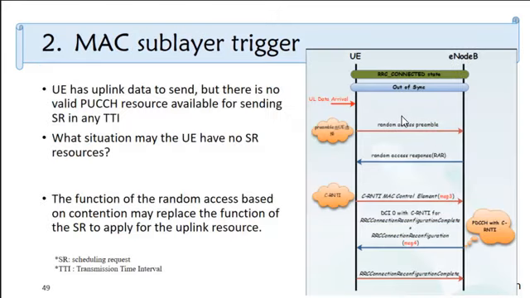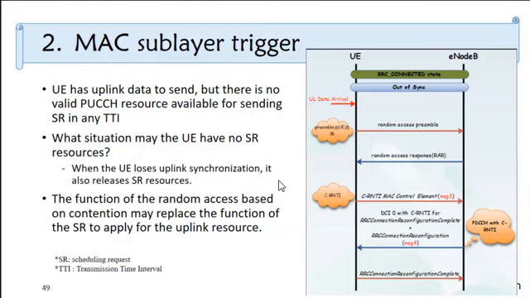In the MAC sublayer trigger, the UE has uplink data to send, but there is no available PUCCH resource for sending SR in any TTI. So this one will have a MAC sublayer trigger. The situation that makes the UE have no SR resource is when the UE lost uplink synchronization, which also releases the SR resource. So the contention based random access may replace the function of the SR to apply for the uplink resource.